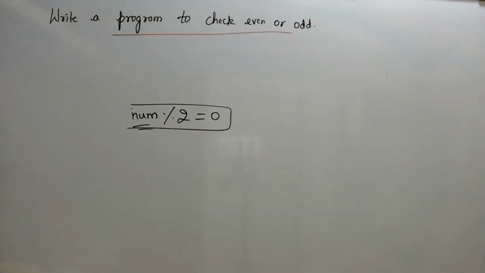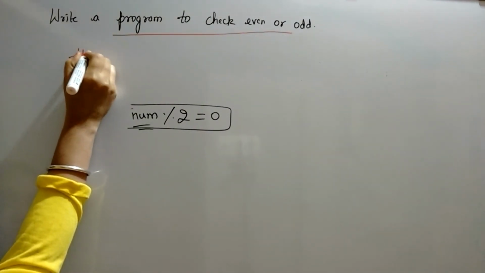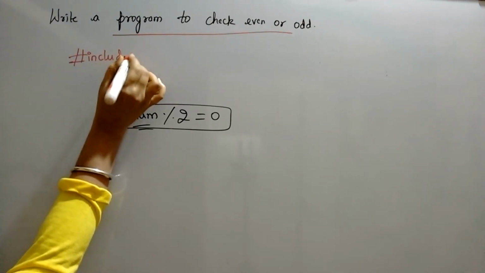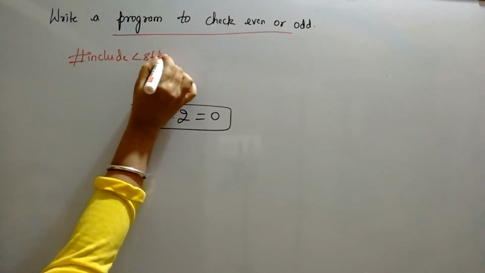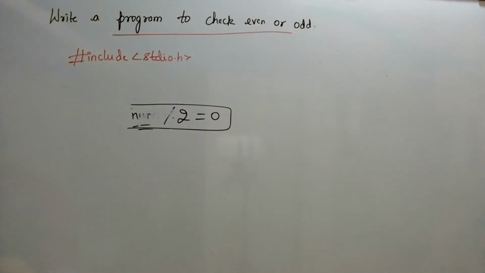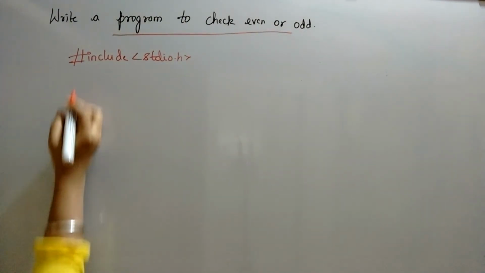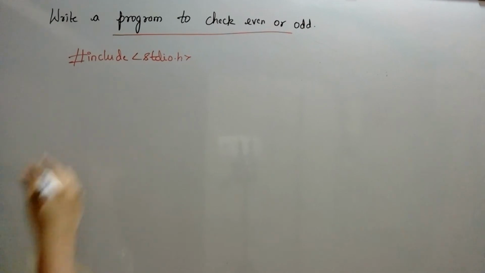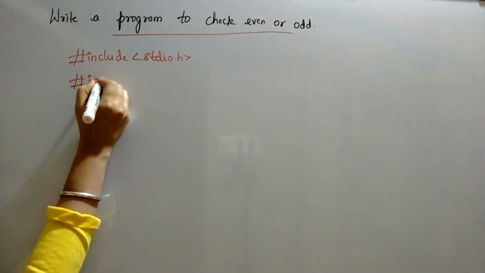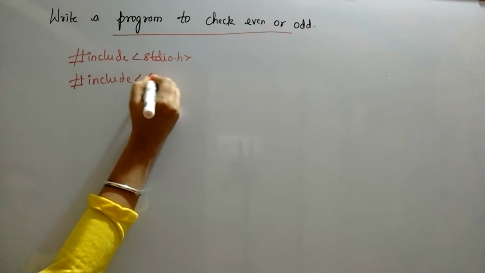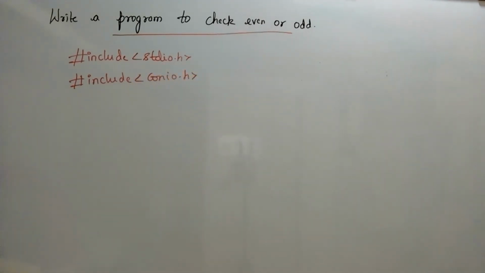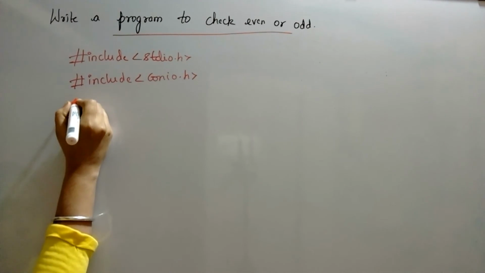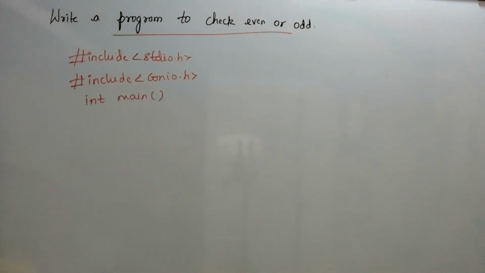See, first what we have to do, we have to write the header file, right? Hash include stdio.h. Now I am going to use conio.h also here. Hash include conio.h. What is the next step? We have to write the main function, int main, opening brace. Fine, this is the declaration part, right?